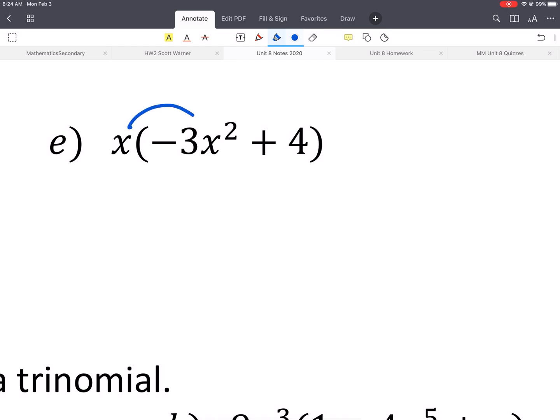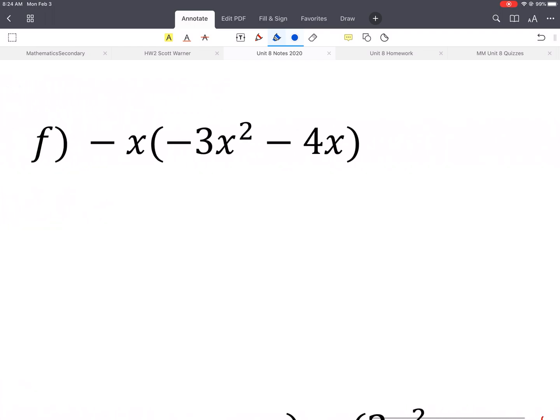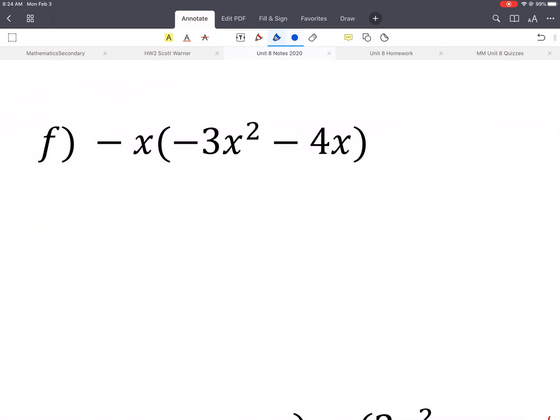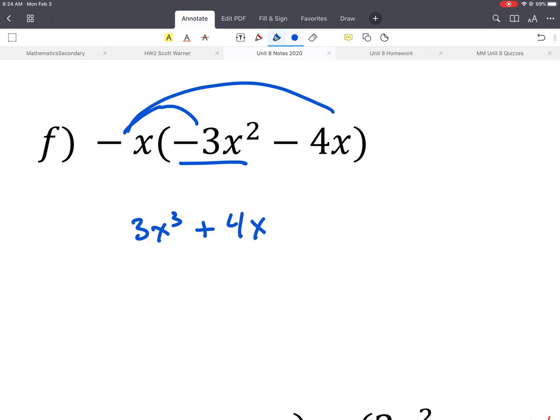Distribute the x. So x times negative 3x squared gives you negative 3x to the third. And then we'll distribute that to the 4, gives you plus 4x. All right. And then the last one, we have a negative x times negative 3x squared. Well, that gives us a positive 3x to the third. And then we'll distribute to the far term. That gives us a positive, because negative times a negative is a positive, 4x squared.